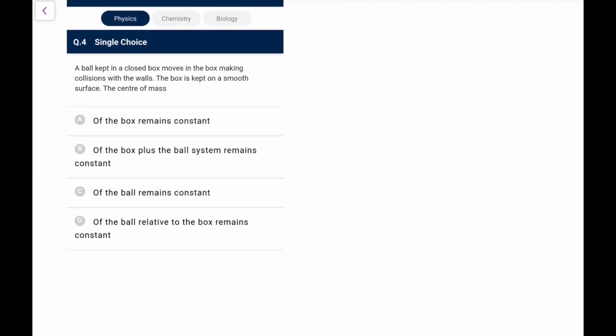A ball kept in a closed box moves in the box, making collisions with the wall. The box is kept on a smooth surface. Because it is kept on a smooth surface, there is no horizontal force, so the CM of the ball plus box system won't shift. The CM of the ball will change, of the box will change, but the combined CM won't change because no external horizontal force is there.